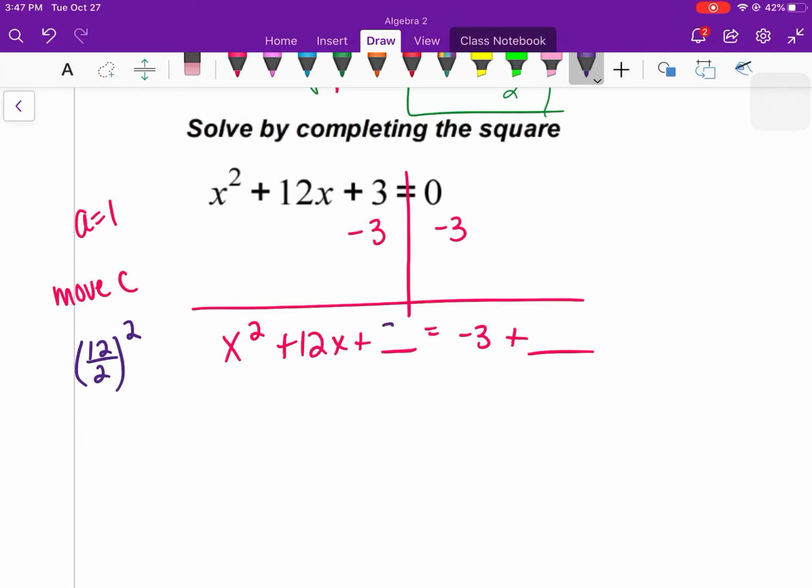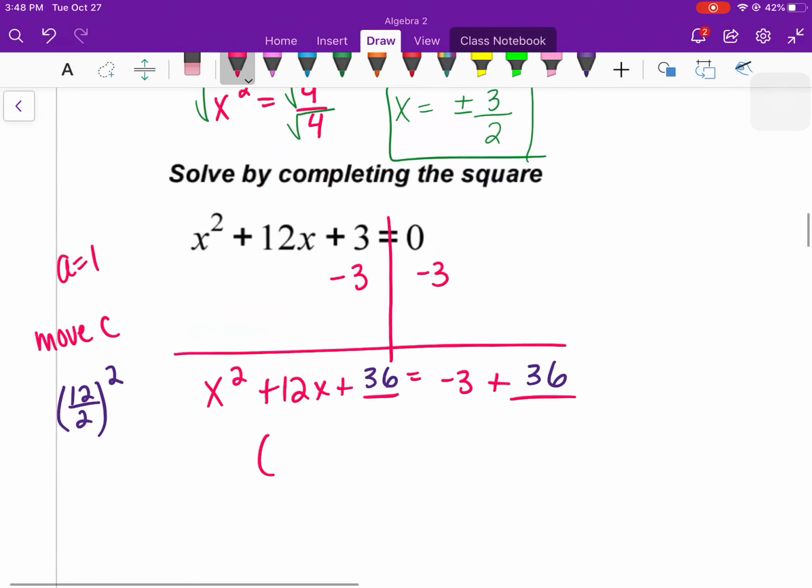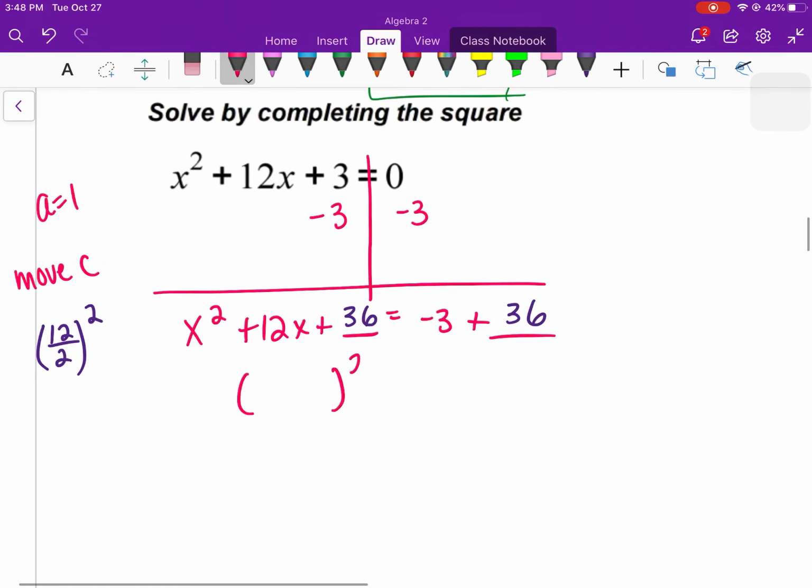12 divided by 2 is 6. 6 squared is 36. You must add that to both sides of the equation to make sure that it stays balanced. Then you factor the left side. So what multiplies to 36 and adds up to 12? That's +6 and +6. So it factors to x plus 6 squared. Whatever you got when you divided the middle term is what goes in those parentheses, if you remember that pattern.